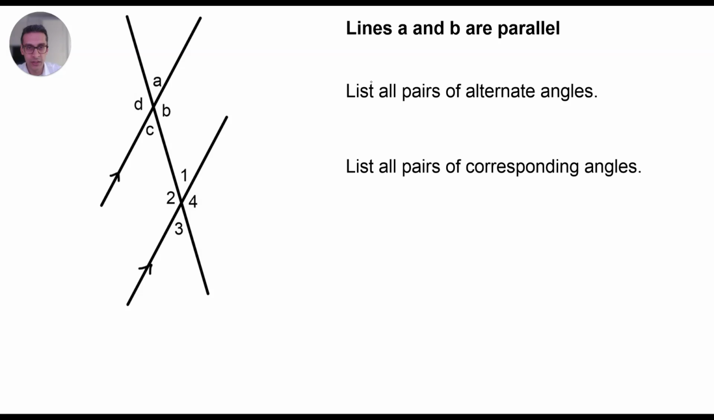Okay, so it says list all pairs of alternate angles. Now I can see these are the parallel lines, so the angles I'm interested in are in these two and these two. So let's look at the ones which are on opposite sides of the transversal, and then we've got our alternate pairs. So I can say B is equal to 2 and C is equal to 1. So they are pairs of alternate angles. Or I can also just put commas. In this case, I can just say B2 and C1.